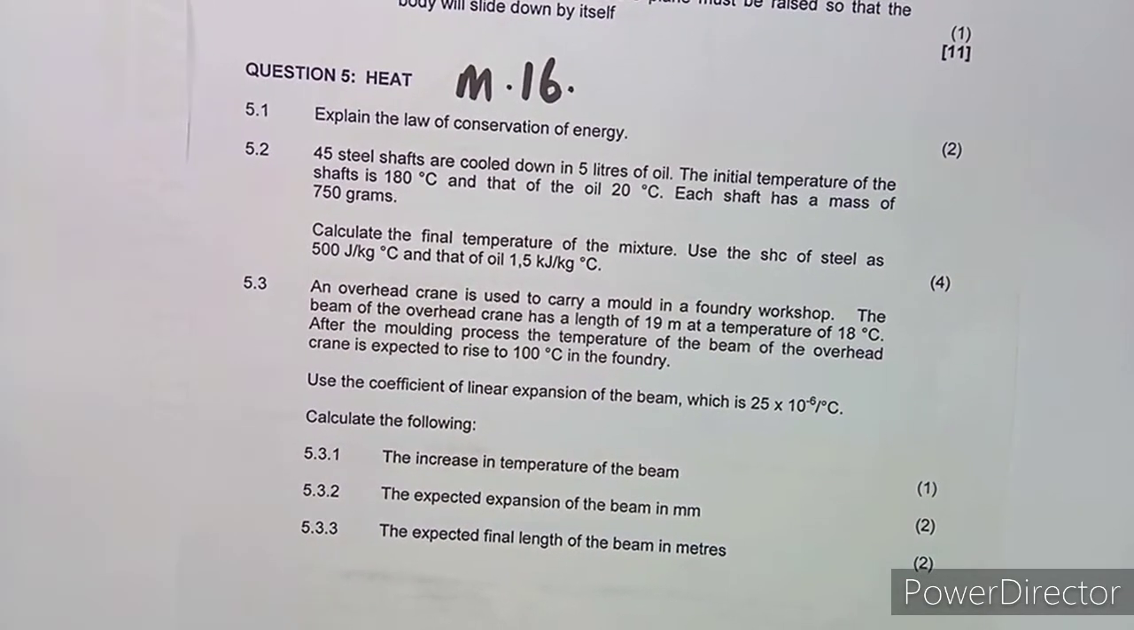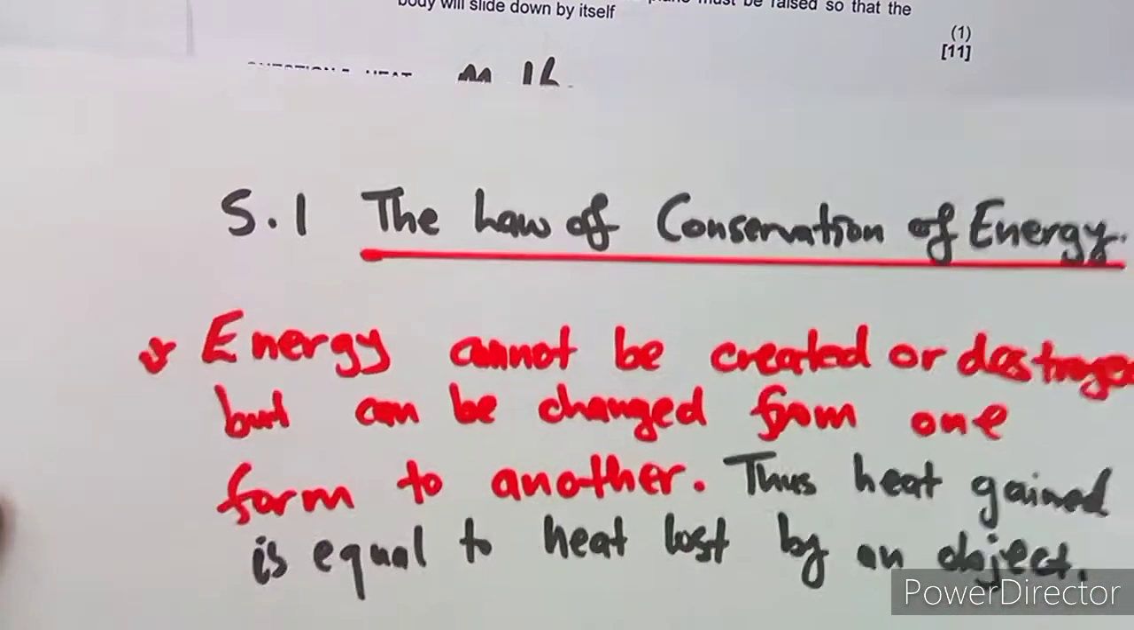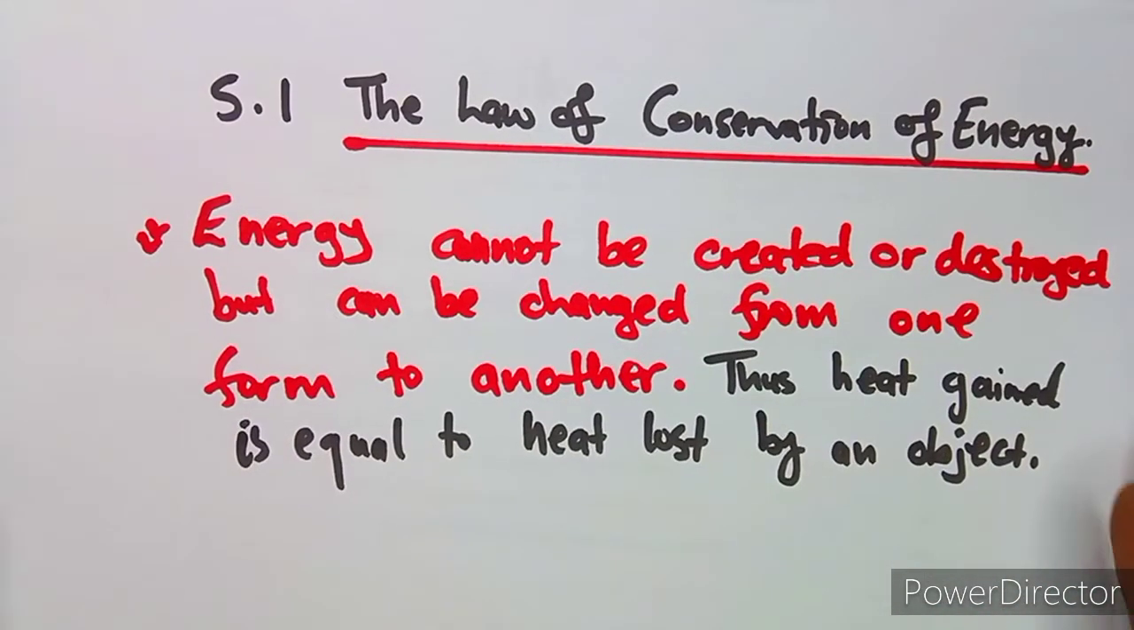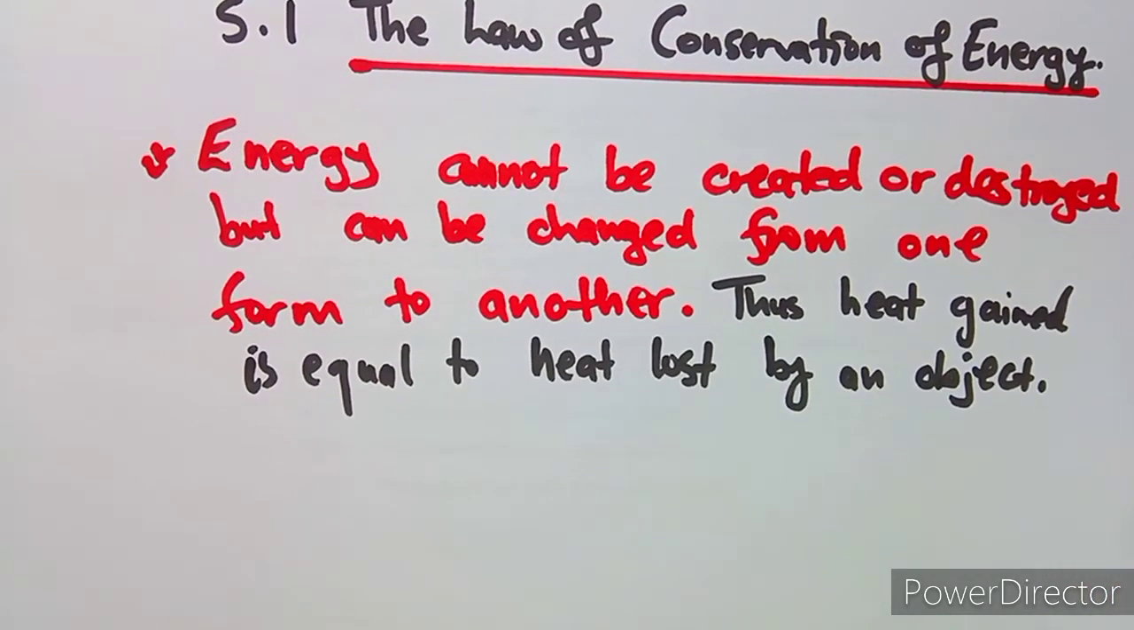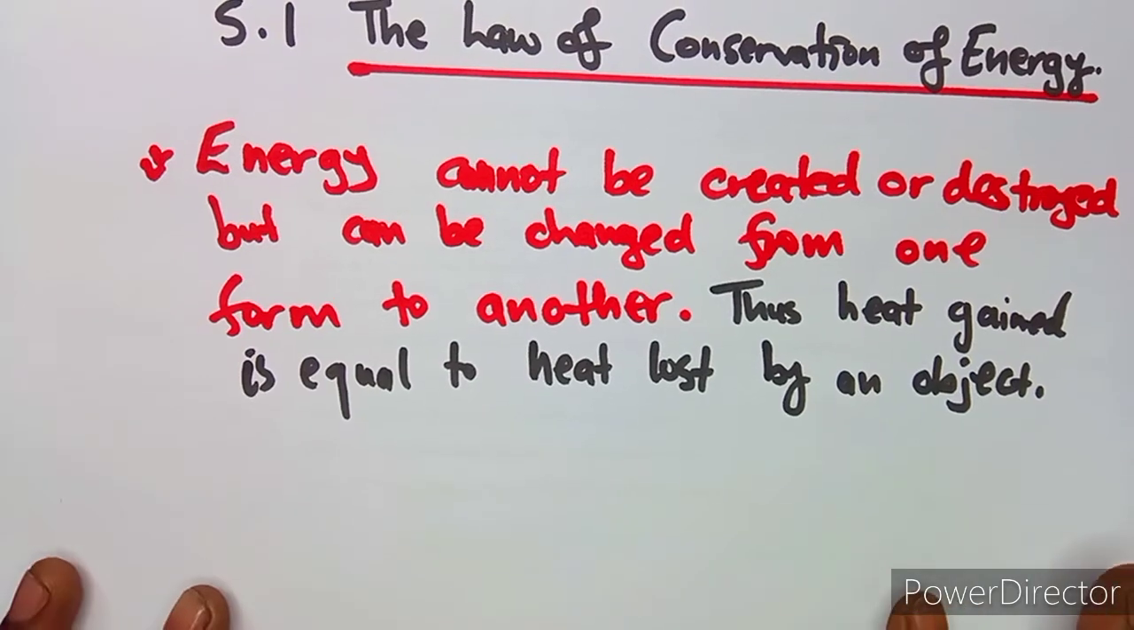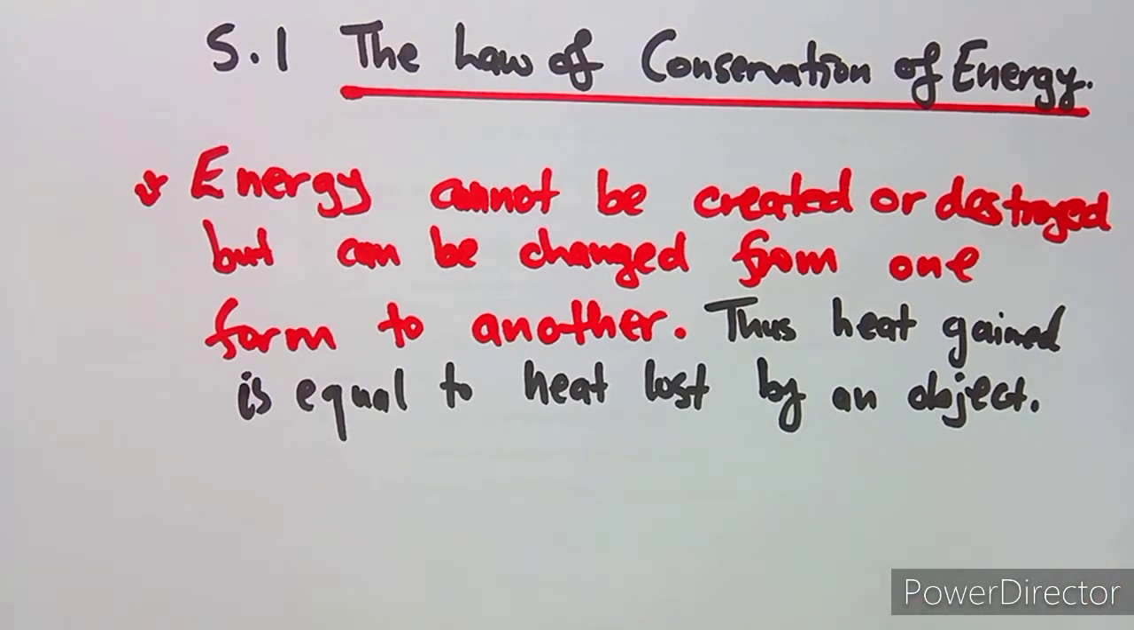The first part, 5.1, is to explain the law of conservation of energy. So what is the law of conservation of energy? We know that we cannot create or destroy energy, but energy can be changed from one form to another. That is the law of conservation of energy. Thus, heat gained is equal to the heat lost by an object.